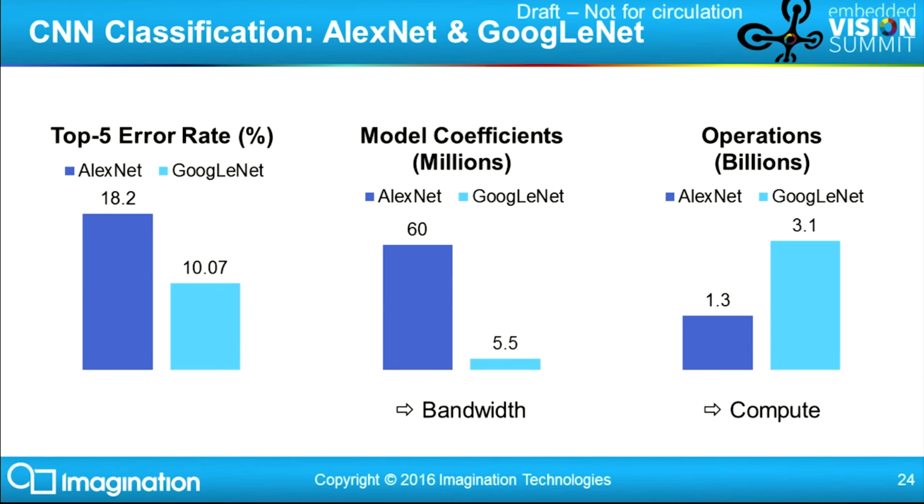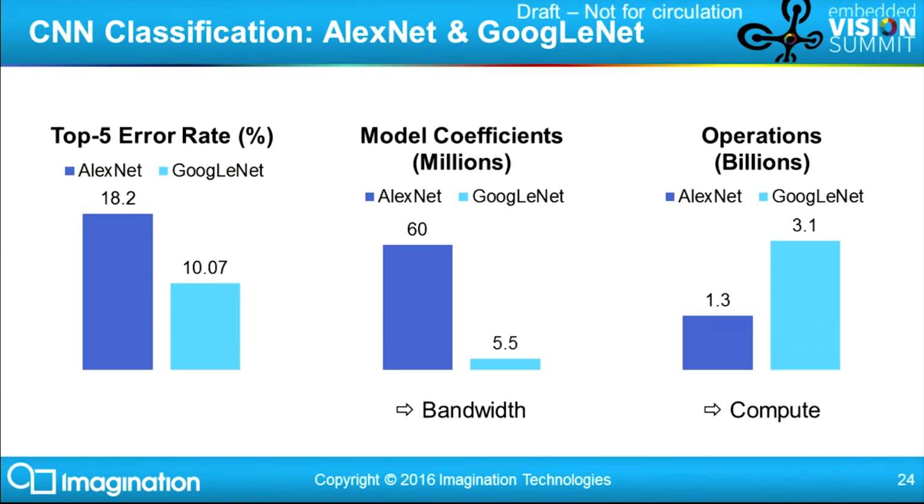I'm going to look now at what this means in terms of performance for the overall CNN when you're looking to deploy it. We're going to focus on 2 well-known networks, AlexNet and GoogleNet. The error rate of GoogleNet is significantly lower than the error rate for AlexNet.